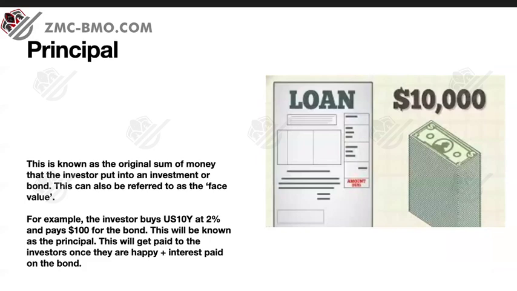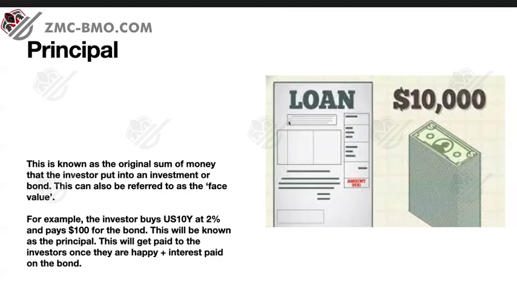And the principal. This is known as the original sum of money that the investor puts into an investment or bond. This can also be referred to as the face value. For example, the investor buys a US 10-year at 2% and pays $100 for the bond. This will be known as the principal. This will get paid to the investors once they are happy, plus the interest paid on the bond. So as I said, you borrow, say, $100 or even $10,000, you give that to a company or a government, then they have to pay you back the principal once you jump out of the bond or once it matures. That is the end.